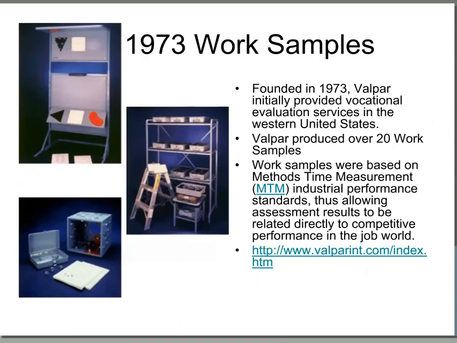The spread of work hardening based on functional capacity led to the manufacturing of equipment to standardize this process. One of the first manufacturers was Valpar. Founded in 1973, Valpar initially provided vocational evaluation services in western United States. Valpar produced over 20 different work samples.